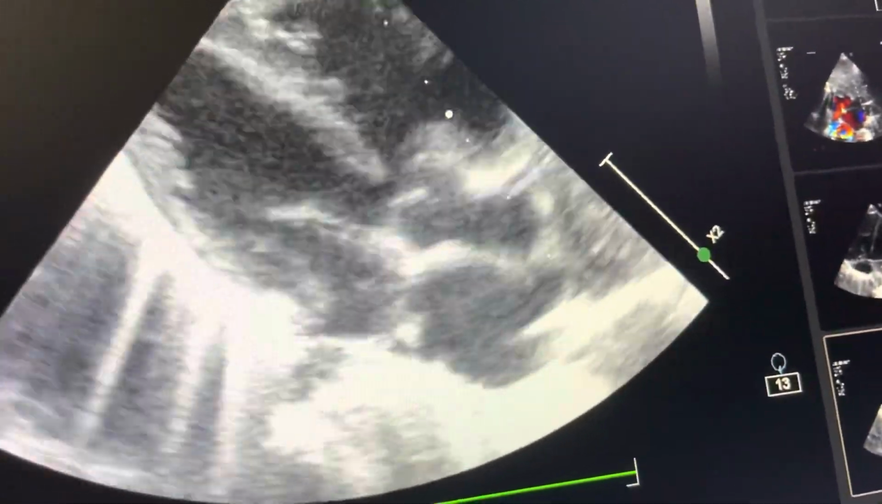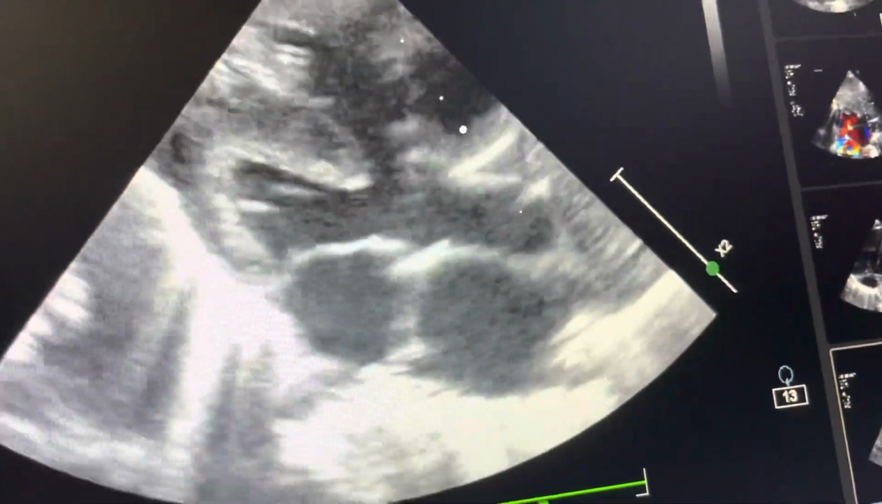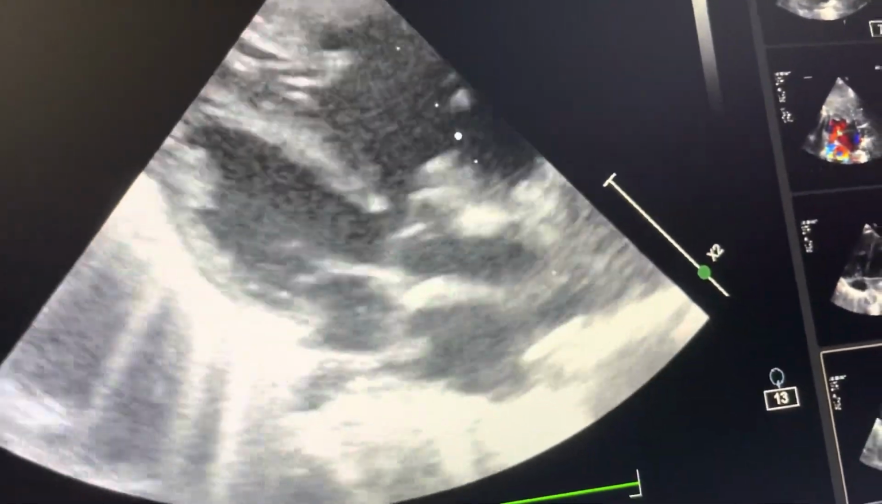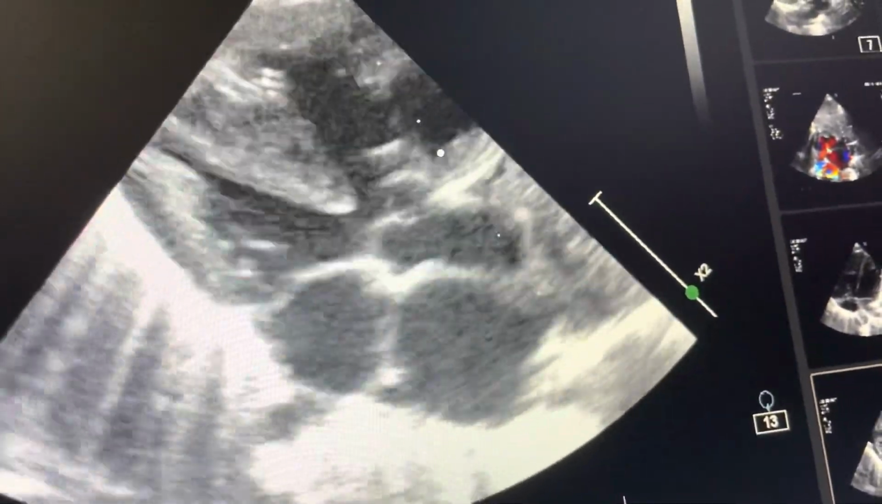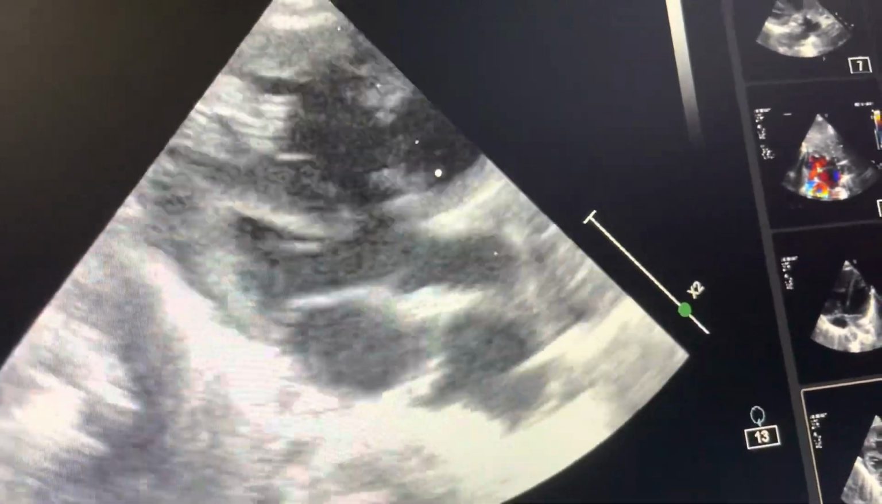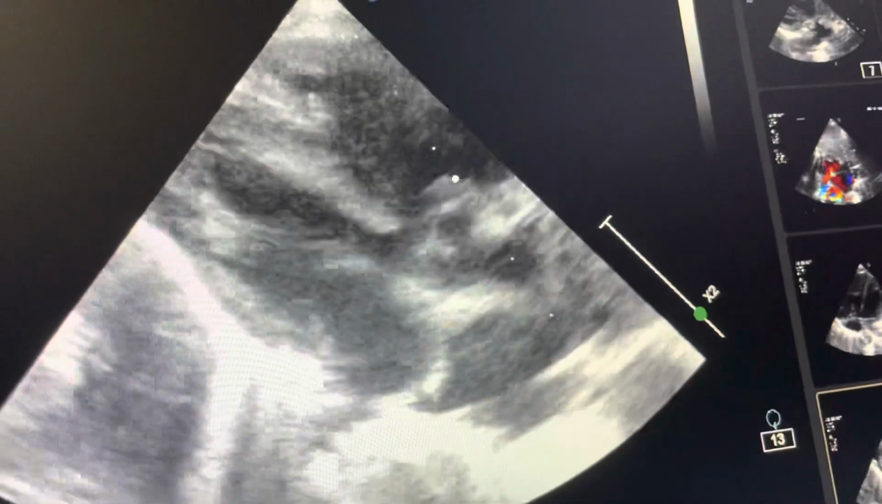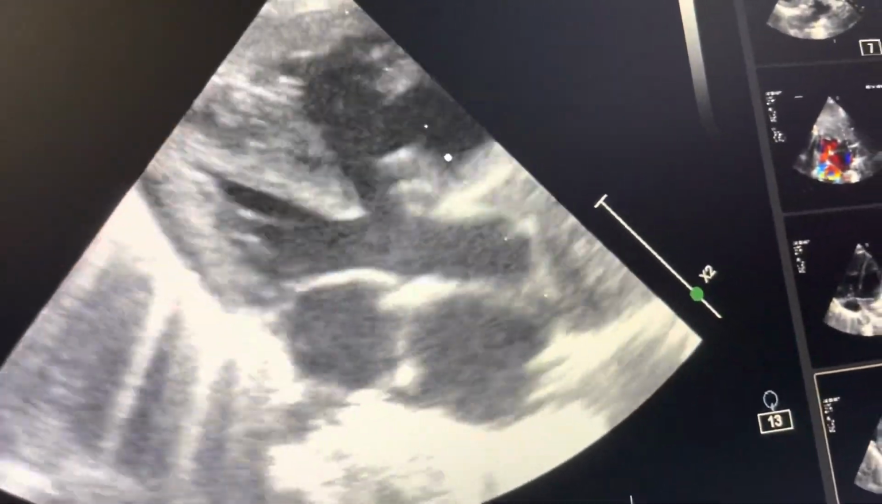Here, what is the difference between TOF and double outlet right ventricle? When the aorta mainly arises from the right ventricle, that means more than 50% of the aorta arises from the right ventricle, then it is double outlet right ventricle. If less than 50% arises from the right ventricle, then it is TOF, tetralogy of Fallot.